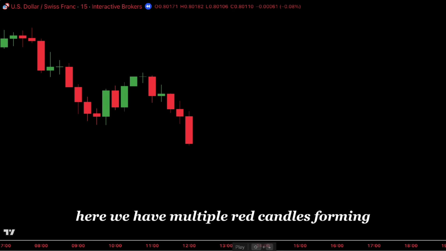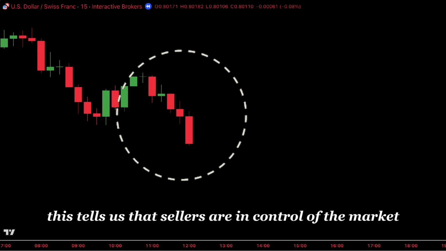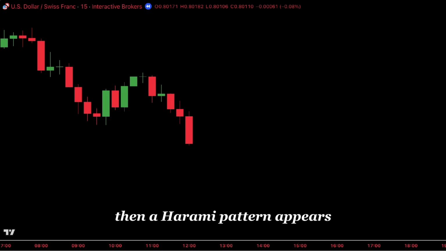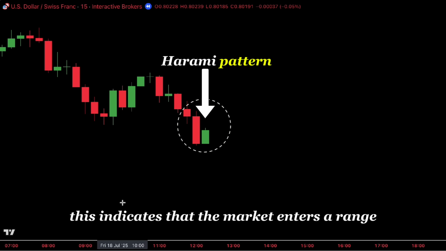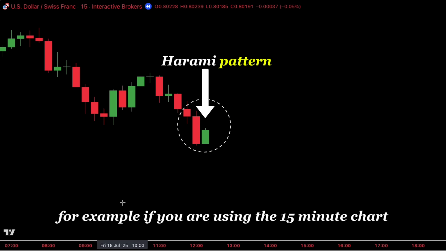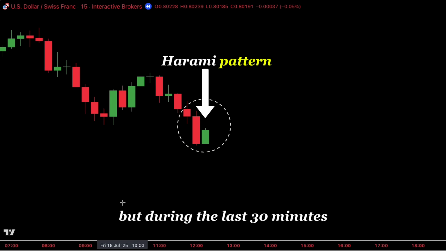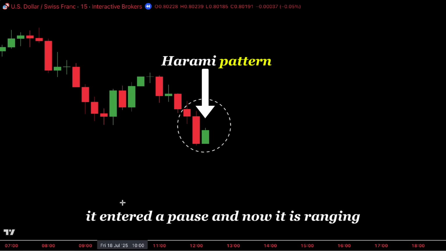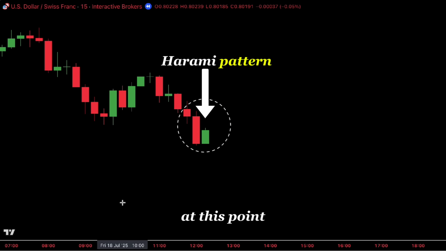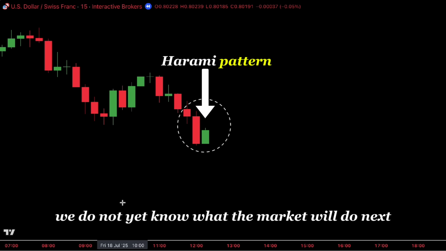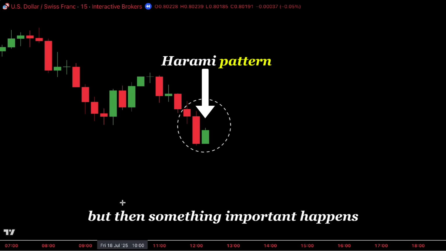Here we have multiple red candles forming. This tells us that sellers are in control of the market. Then a harami pattern appears. This indicates that the market enters a range during that specific session. For example, if you are using the 15-minute chart, you could say, the market was trending downward, but during the last 30 minutes, it entered a pause, and now it is ranging. At this point, we do not yet know what the market will do next, but then something important happens.